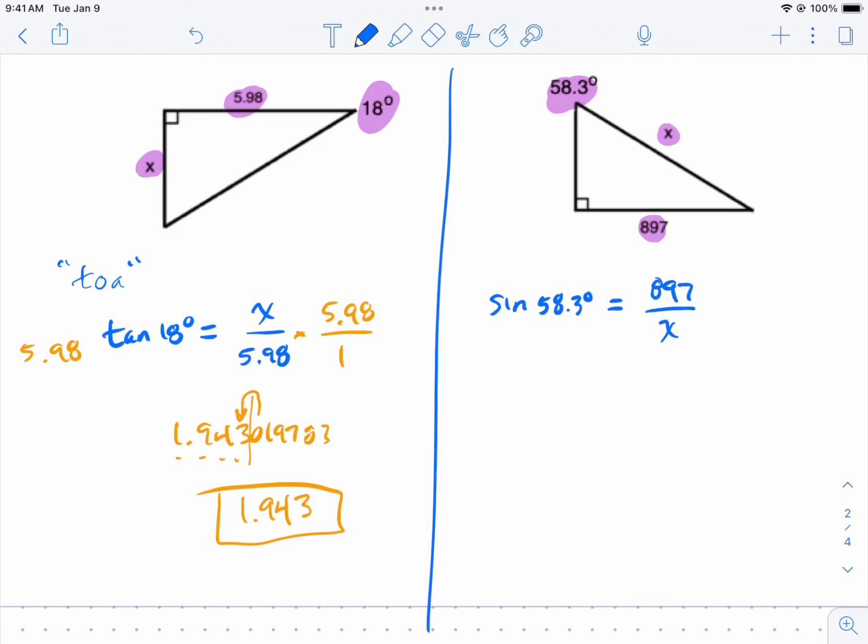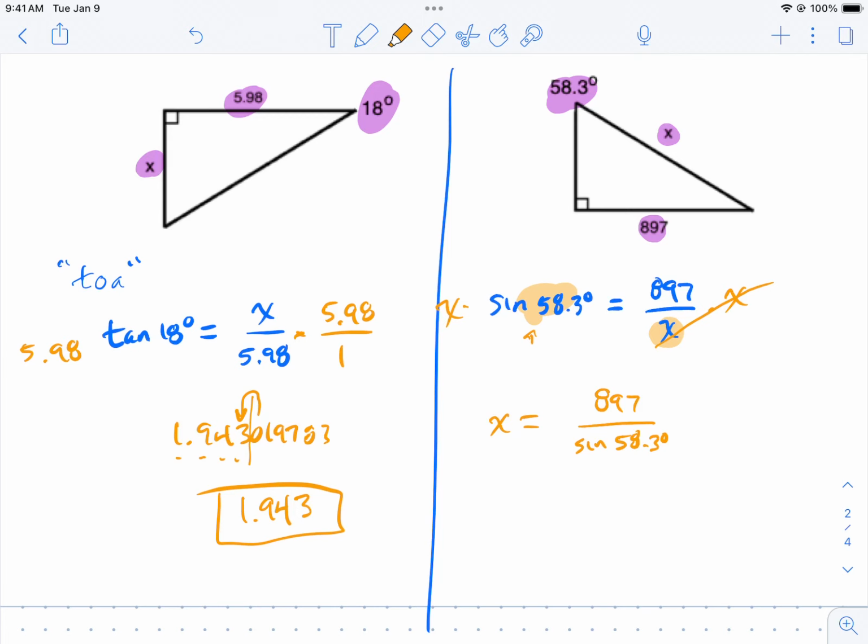So this is one of those situations where the x is on the bottom, so it doesn't work to multiply both sides. Well, it does work to multiply both sides by x. You'll cancel the x. It's just that then you're going to have to divide both sides by this. And so x is equal to 897 over the sine of 58.3 degrees. Although usually what I will do myself, because I've done this 8 million times, I know it works, is I say, oh, I can just trade places. The x and the sine 58.3 can just trade places, and so here you are. X is equal to 897 over sine 58.3.